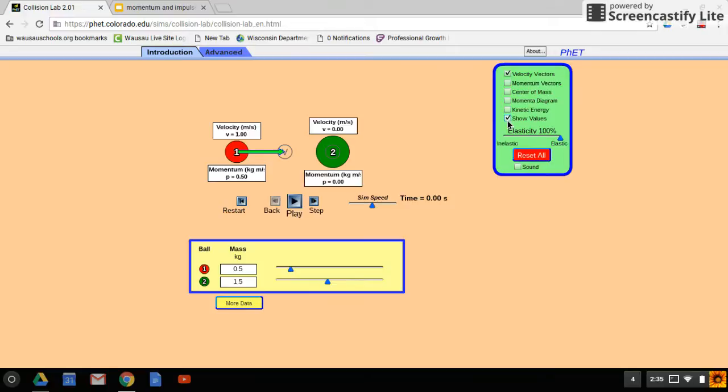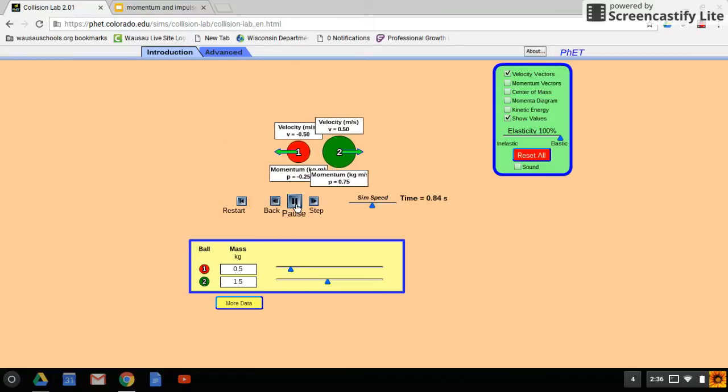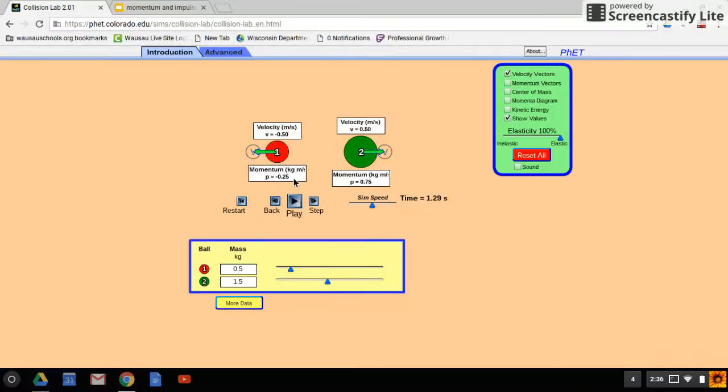Let's reset it. Let's look at some values. This is an elastic collision, so its velocity is 1, its mass is 0.5, and I'm going to hit play. We're going to add 0 to it, so its momentum is 0.5, the other's momentum is 0, so the momentum after should be 0.5. This is negative 0.25, this is 0.75, and so the total momentum is 0.5. You take 0.75, negative 0.25, add them together, you get 0.5. This will hold true no matter what we do.